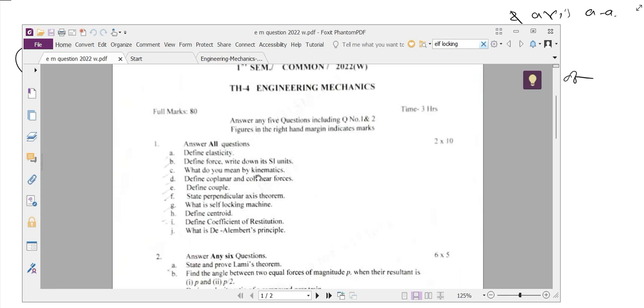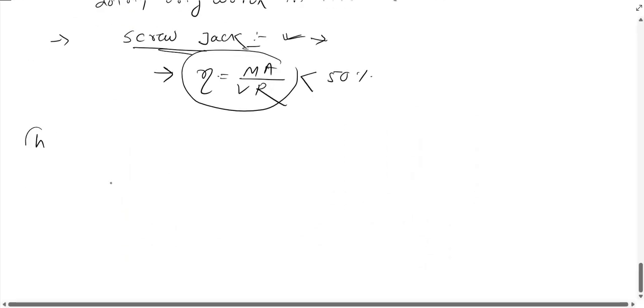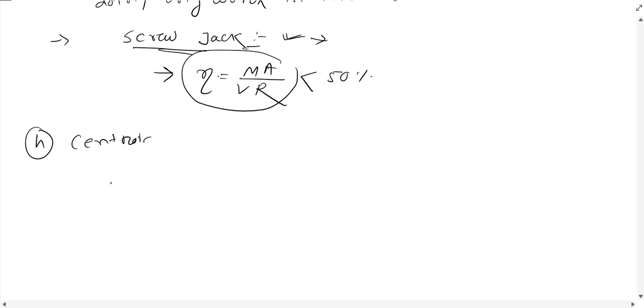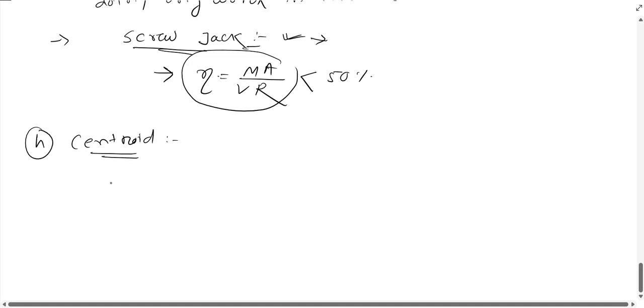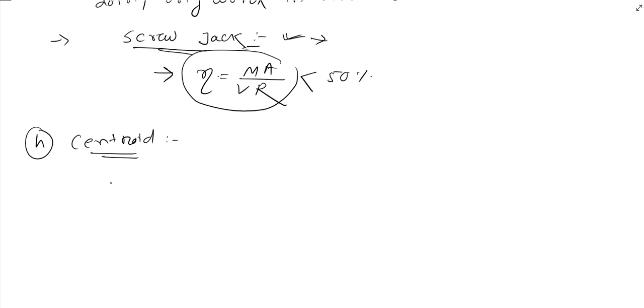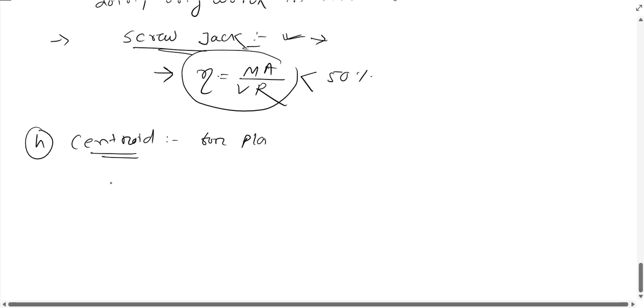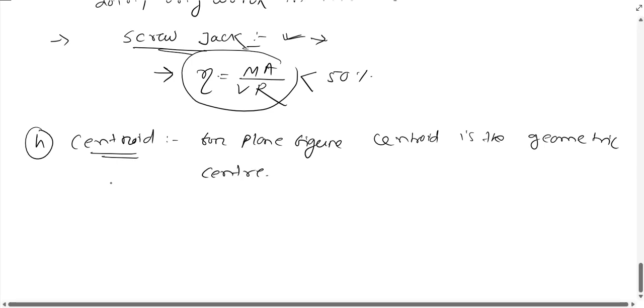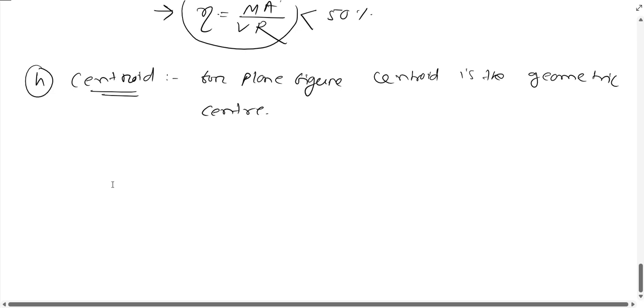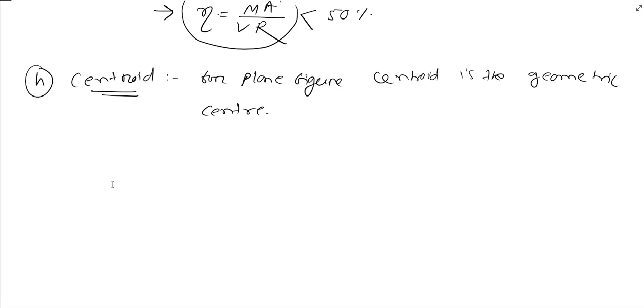Next question, number 8. Define centroid. Centroid, always remember, is the CG of a two-dimensional figure. For a plane figure, the centroid is the geometric center. Plane figure means two-dimensional figure, and for it the centroid is its geometric center.